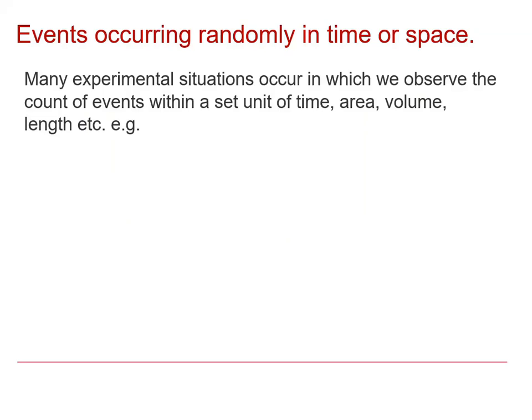This is MEI Statistics Minor, Discrete Random Variables 2, the Poisson distribution. 2.1, the Poisson distribution as a model.